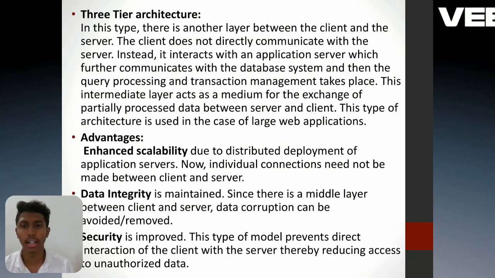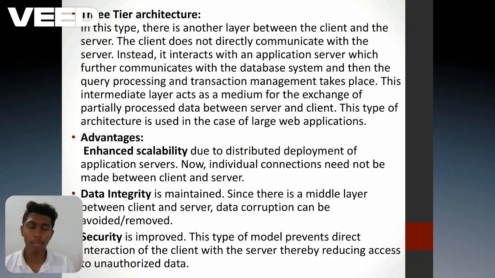The next one is three-tier architecture. In this type, there is another level between the user side and the server side. That is, the client does not directly communicate with the server. Also, it does not directly communicate with the user. Instead, it interacts with an application server, which further communicates with the database system, and with the use of query processing and transaction management, it helps to do the further communication.